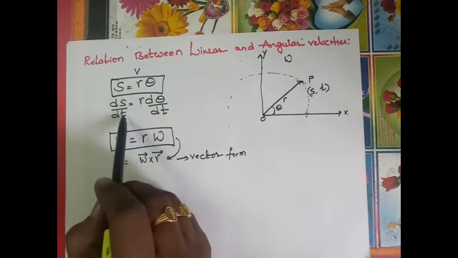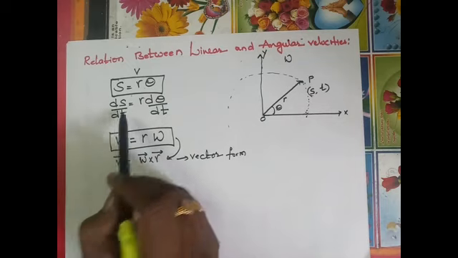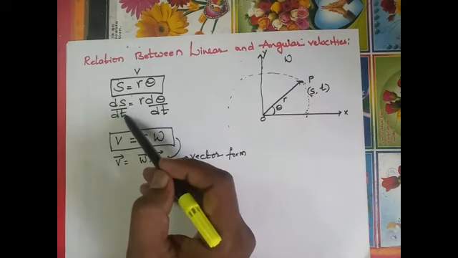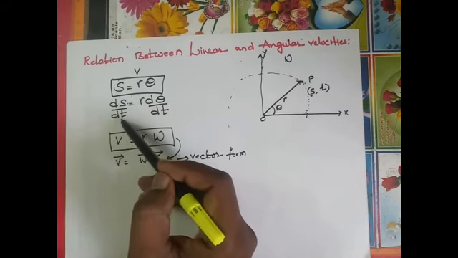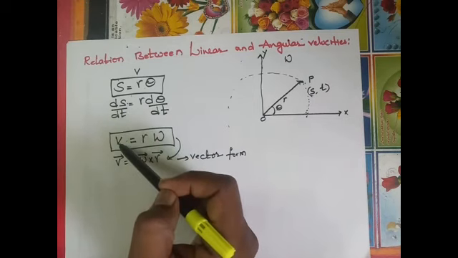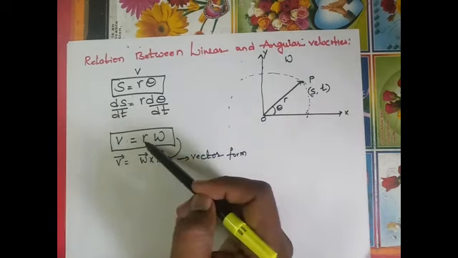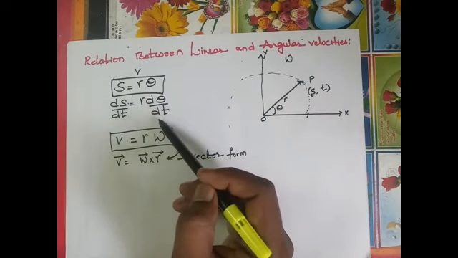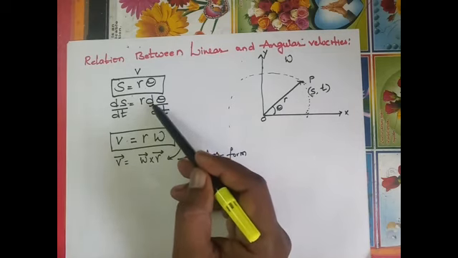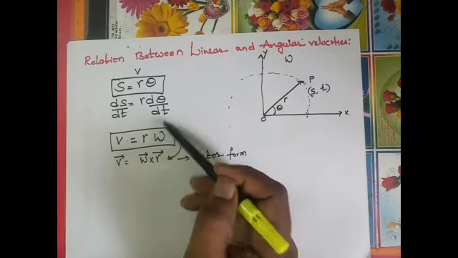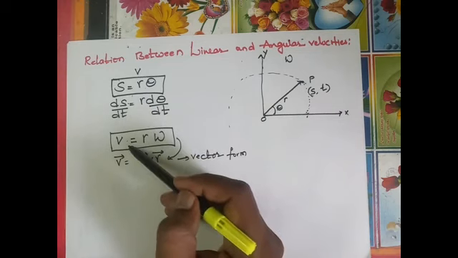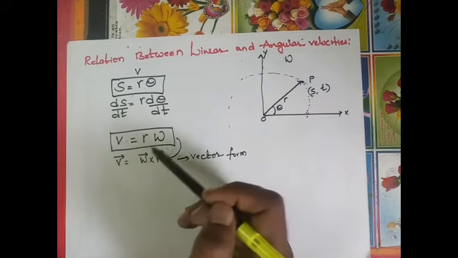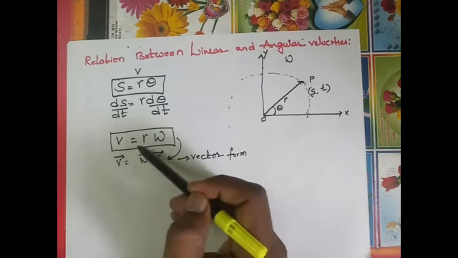So what is ds by dt? Rate of change of displacement, that can be written as v, nothing but linear velocity. V equal to r, which remains the same because it is constant, times the rate of change of angular displacement, which is nothing but the instantaneous angular velocity, represented by omega. Then finally we got the relation v equal to r omega. So v is the linear velocity, omega is the angular velocity, and the relation between them is v equal to r omega.